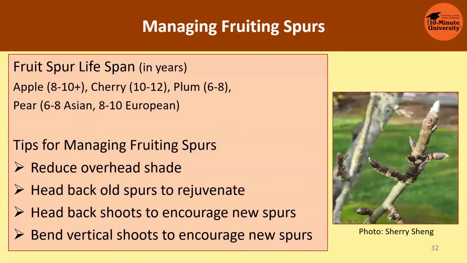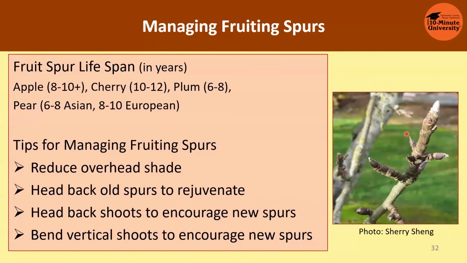Well, let's look at how we manage fruiting spurs. Not all trees have fruiting spurs, but apple, cherry, plum, and pears have them. And if you have a tree that fruits on spurs, your job of pruning is so easy. Because these spurs live for a long time, they can stay productive with very little care. The main thing is to reduce the overhead shade so they have plenty of light, and that will allow them to grow well and bear fruit.